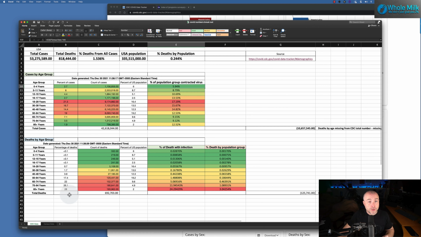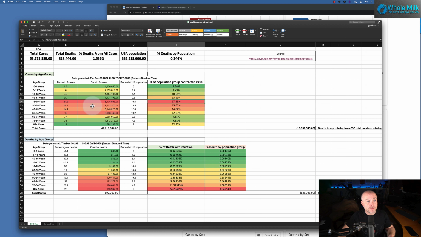So 19 million people, and there were 1.1 million cases. So 5.94% of that age group contracted COVID, and so on and so forth. Out of the 5 to 11-year-olds, 8.79% contracted COVID. And the highest group here was the 18 to 29, 17.19% of the 18 to 29s in the United States contracted COVID.